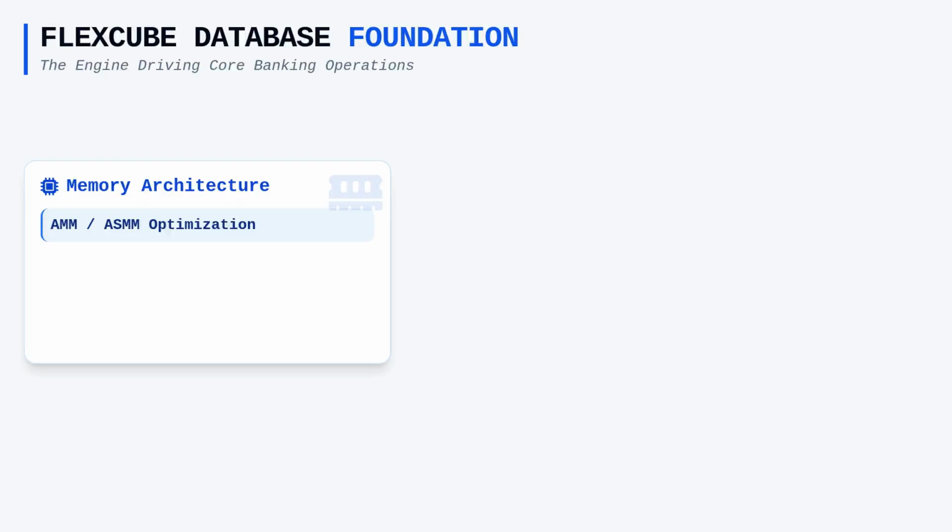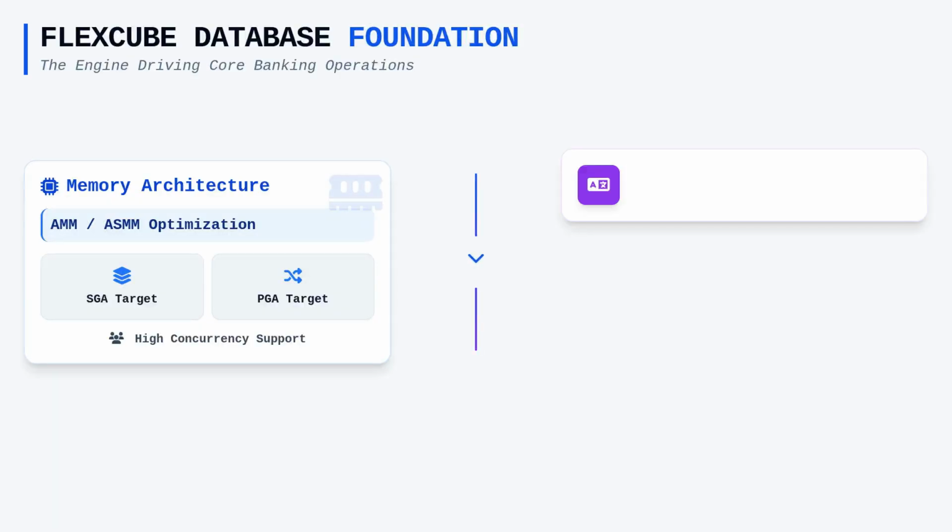When preparing the environment for a 12c installation, the initial focus must be on the optimal initialization parameters, specifically memory management through automatic memory management, or the more granular automatic shared memory management. You should ensure that the SGA and PGA targets are appropriately sized to accommodate the high concurrency demands of a financial application. A common pitfall during setup is neglecting the proper configuration of character sets, such as AL32UTF8, which is mandatory for internationalized banking transactions and consistent data representation.